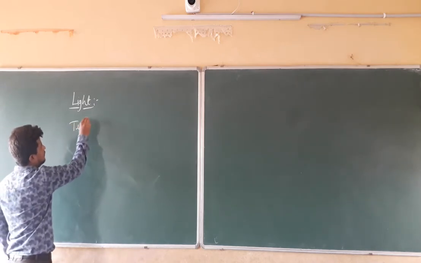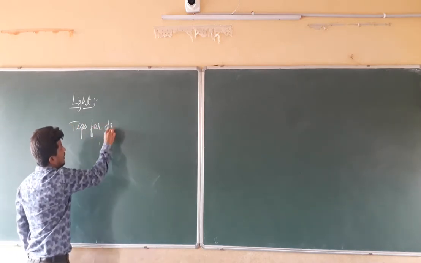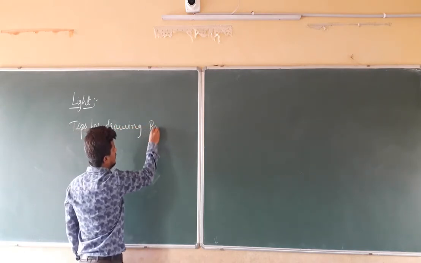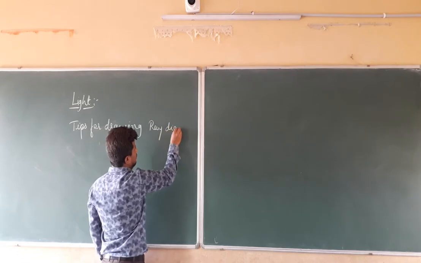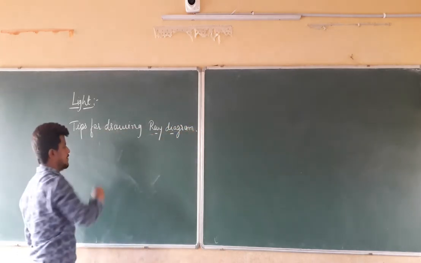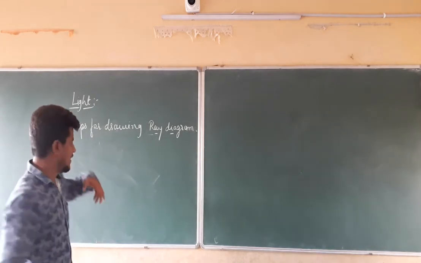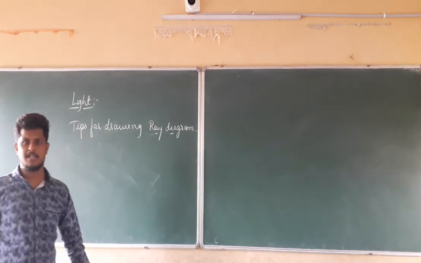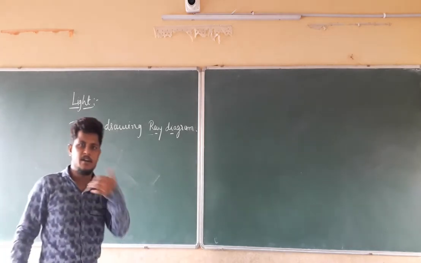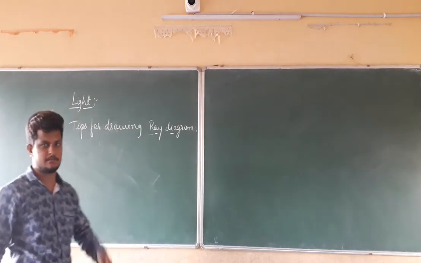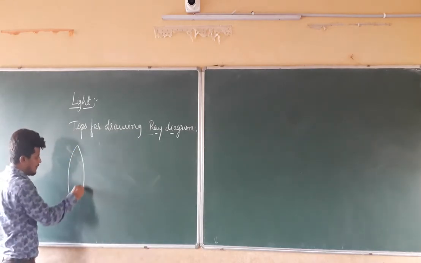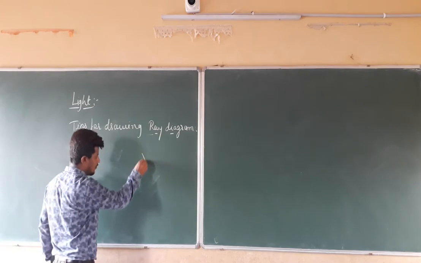Tips for drawing the ray diagram. One by one we are going to see. We are going to see both of them, that is the convex lens as well as the concave lens, and we have to see from where the light ray on refraction is going to pass. So on one side I am going to draw a convex lens and this will be a concave lens.